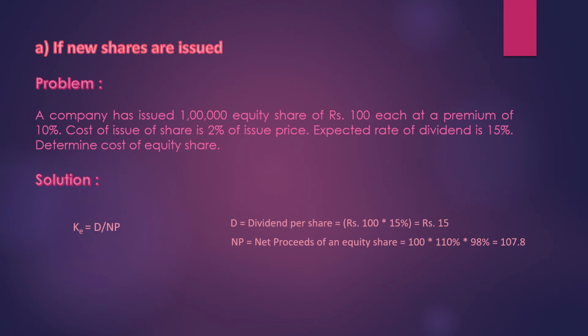So we will take it as 98%, because this is the cost, we will deduct this value. After this calculation we can easily calculate NP. The value of NP will be 107.8. Now we will put this value in the actual formula, and ultimately we will get the value, which is 13.91%. This is the cost of equity share, which is a new issue share.